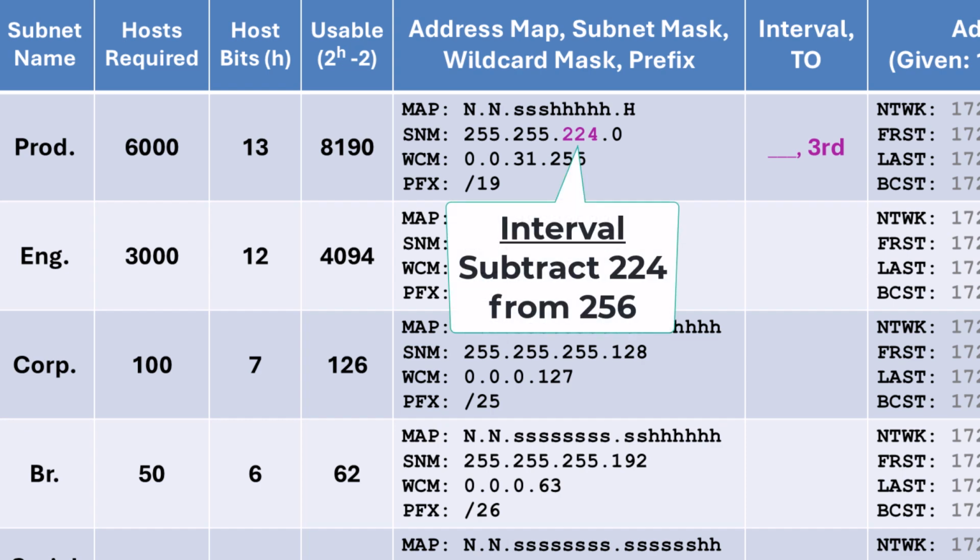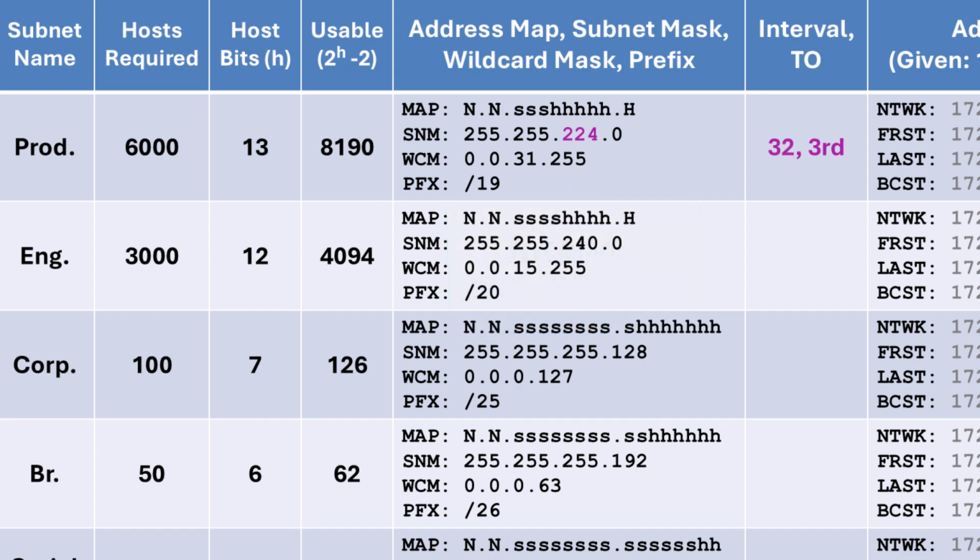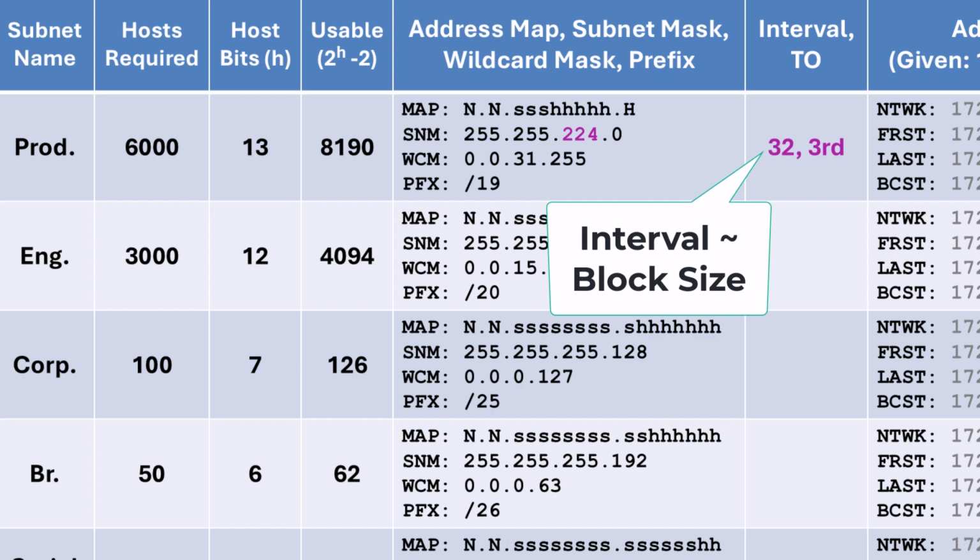To determine the interval, subtract the value in the transition octet from 256. In other words, 256 minus 224 equals 32. This is the interval, 32. Some publications refer to this value as the block size.